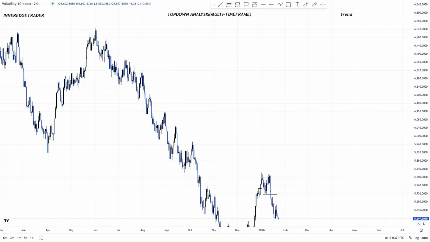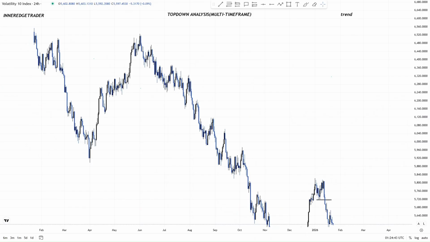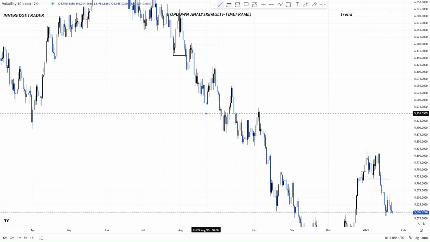So this is on the daily time frame, and if you can see on the daily time frame, you can see market keep making higher highs and lower lows and lower lows here.